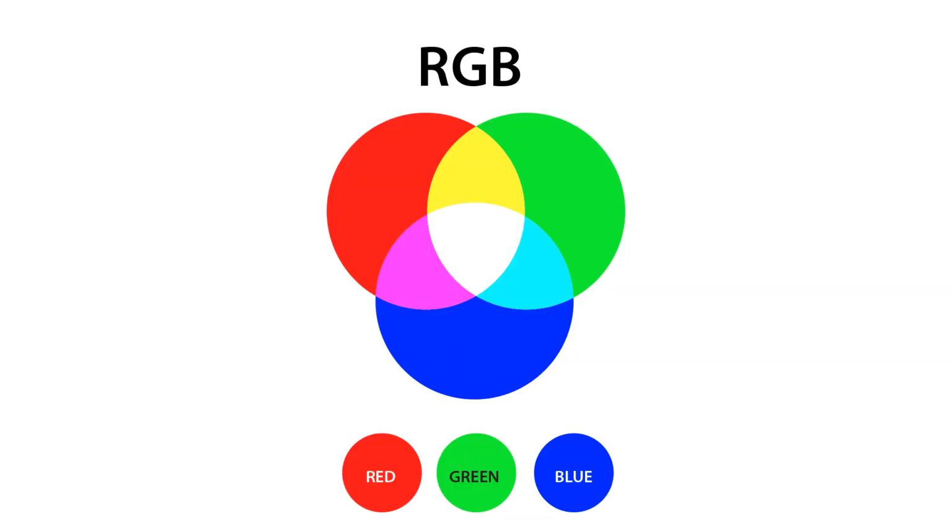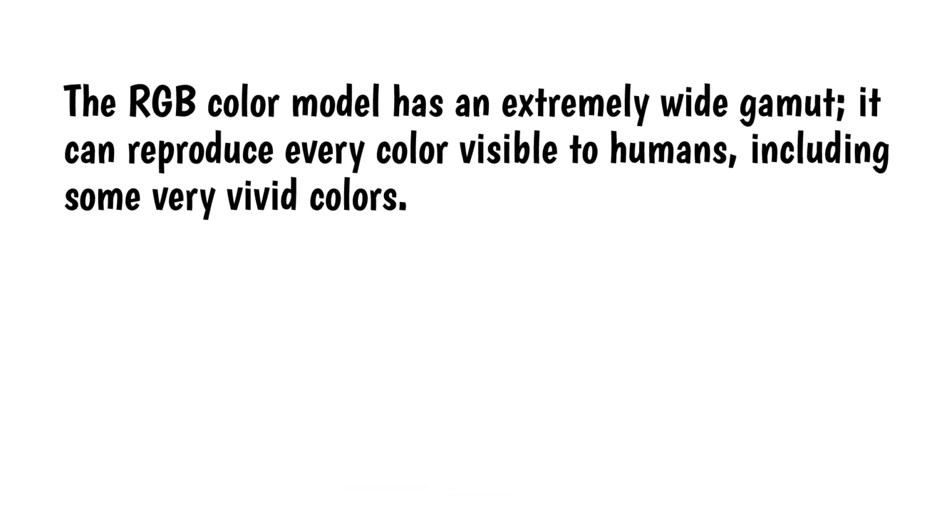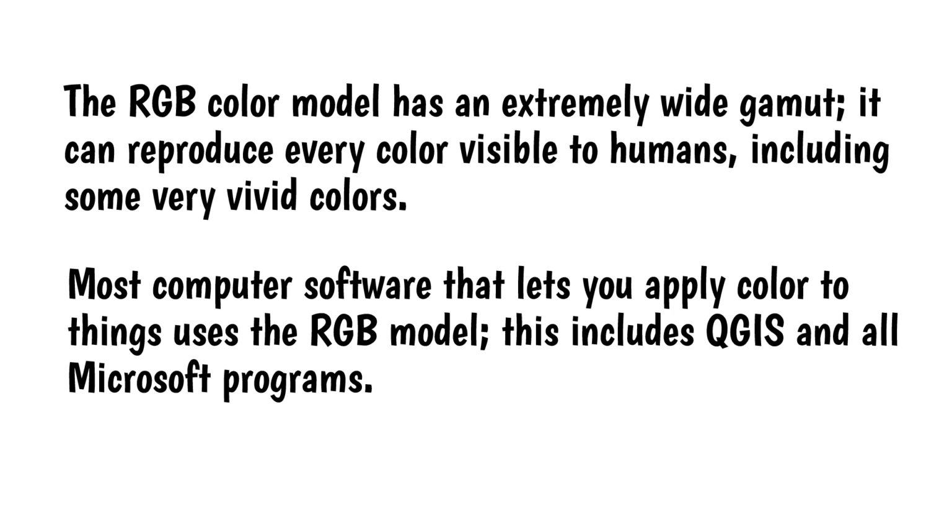RGB stands for red, green, blue, and it's how all screens, computers, phones, TVs, display color. These devices use three colors of light to create a full range of colors. The RGB color model has an extremely wide gamut. It can reproduce every color visible to humans, including some very vivid colors. Most computer software that lets you apply color to things uses the RGB model. This includes QGIS and all Microsoft programs.